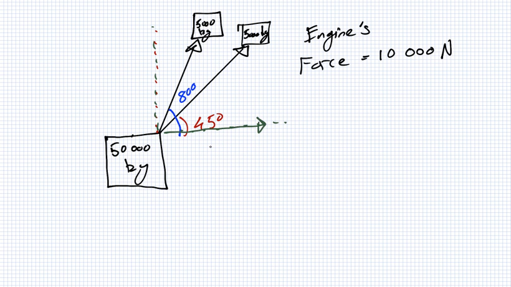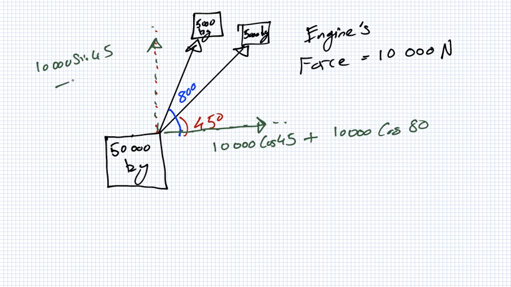This will be 10,000 cos 45 from the northeasterly tugboat, and also the east component here of the other tugboat, which is 10,000 cos 80, and likewise here this will be 10,000 sin 45 plus 10,000 sin 80. So let's get those two forces first.